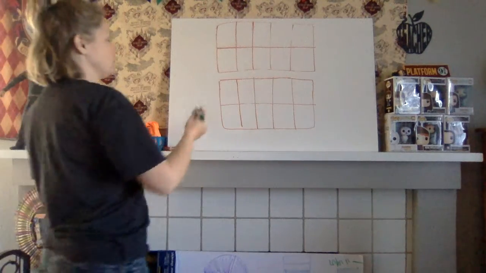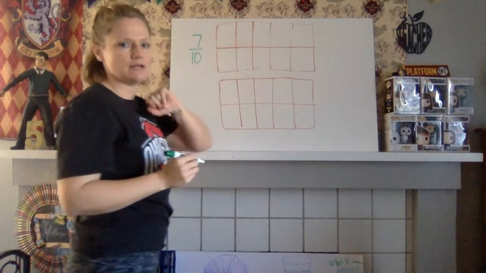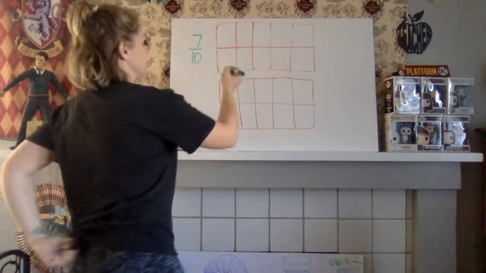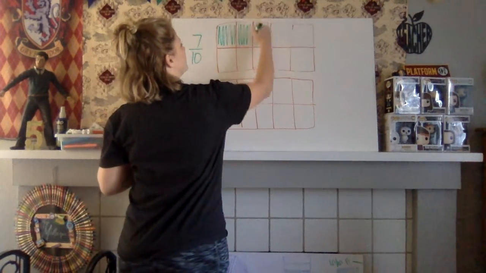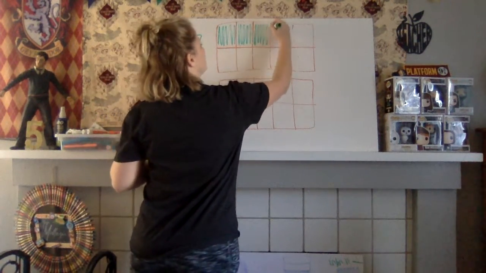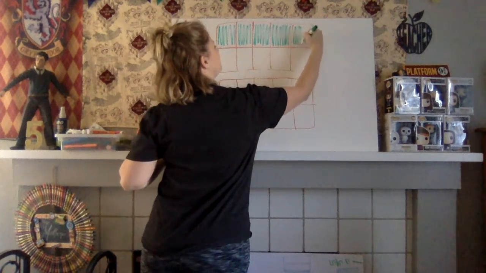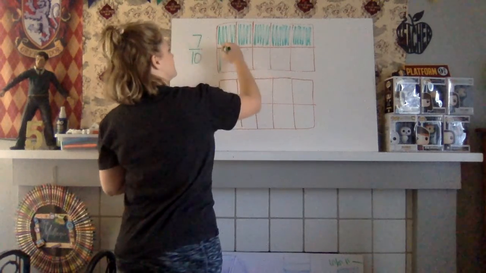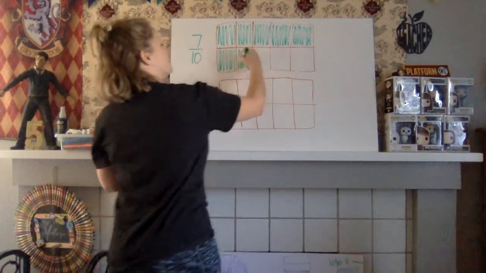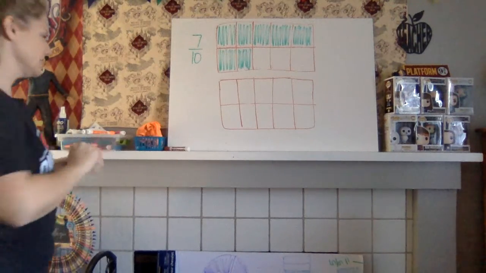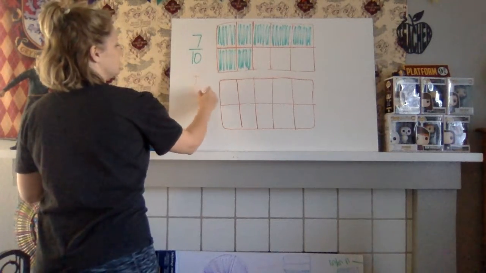Okay, so first, I'm going to color in 7/10. So I have tenths models here, and I'm going to color in 7 of them. So there's 1, 2, 3, 4, 5, 6, 7. With another color, I'm going to come back and color in 6 more, because the equation was 7/10 plus 6/10. Okay?